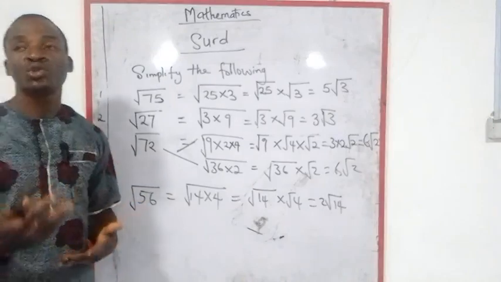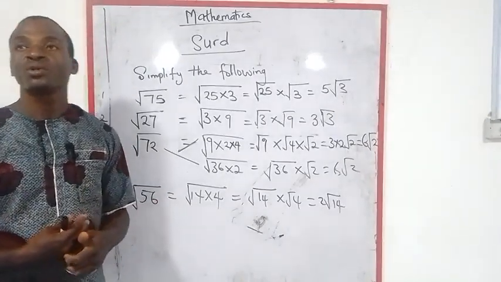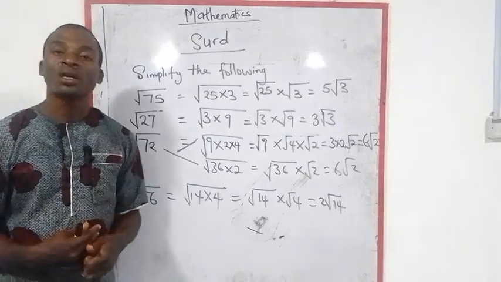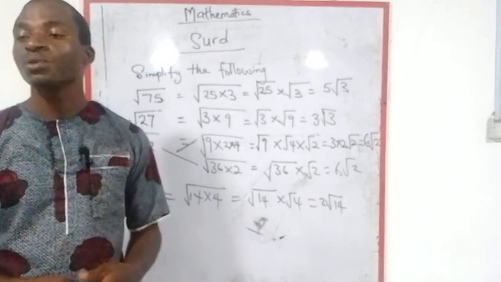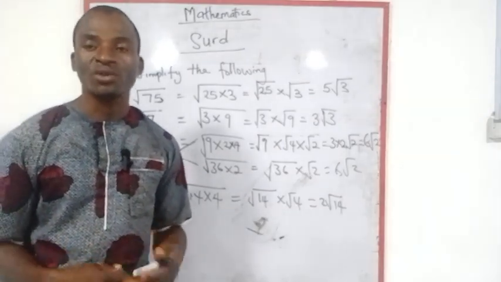And we also have the conjugate of surds. We also have when we are dealing with fractions of surds, where we have to use the conjugate also. So all those things are part of surds.